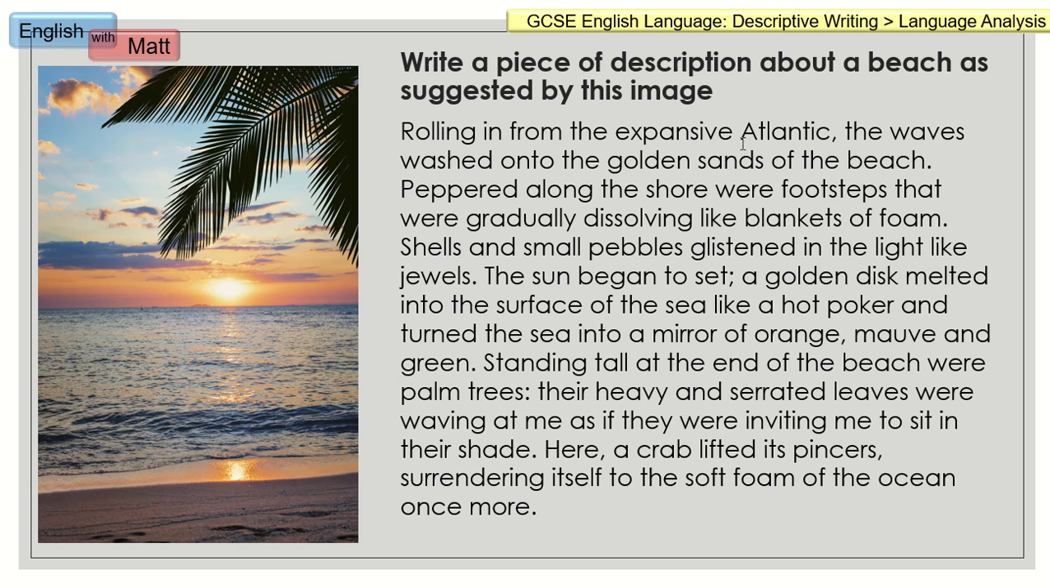Rolling in from the expansive Atlantic, the waves washed onto the golden sands of the beach. Peppered along the shore were footsteps that were gradually dissolving like blankets of foam. Shells and small pebbles glistened in the light like jewels. The sun began to set, a golden disc melted into the surface of the sea like a hot poker and turned the sea into a mirror of orange, mauve, and green. Standing tall at the end of the beach were palm trees. Their heavy and serrated leaves were waving at me as if they were inviting me to sit in their shade. Here a crab lifted its pincers, surrendering itself to the soft foam of the ocean once more.